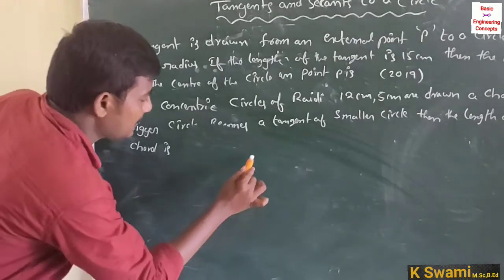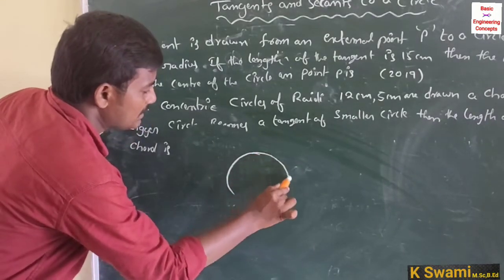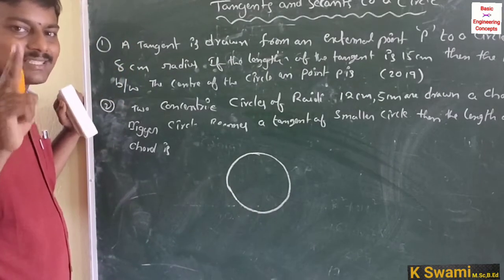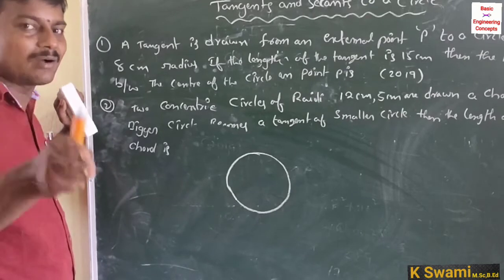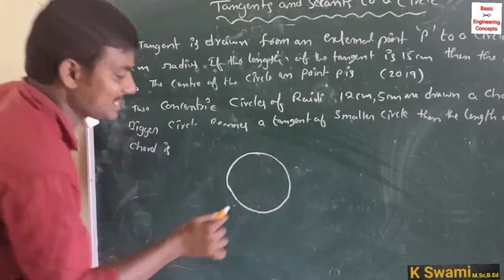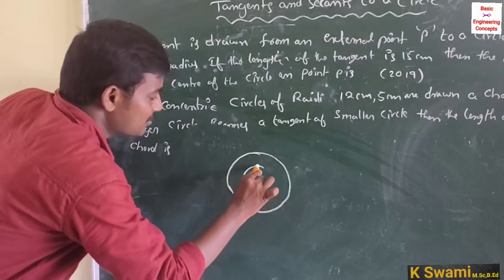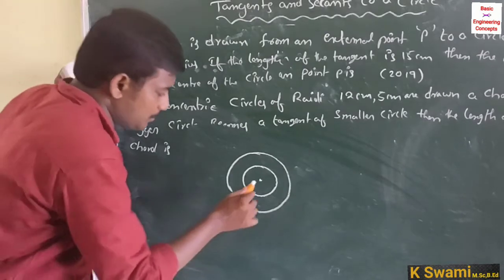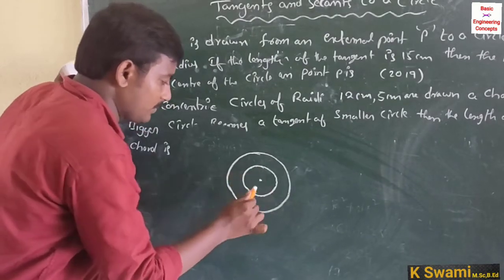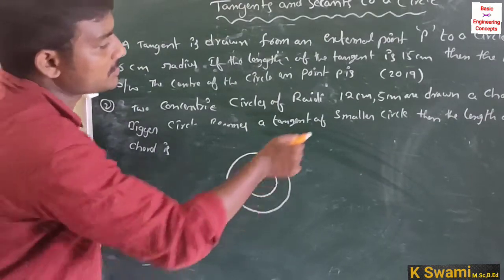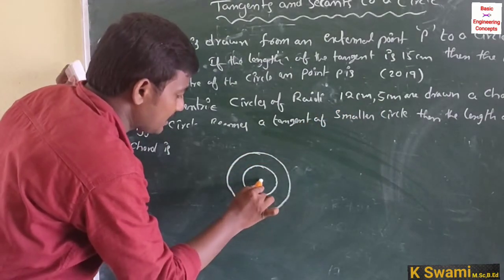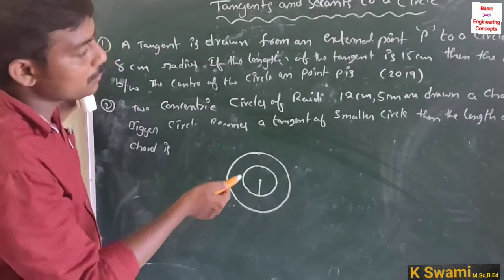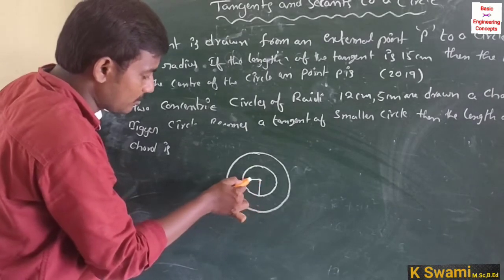Okay, so clearly draw the concentric circles. Two circles having a common center are called concentric circles. So both have a common center, a common origin. Suppose this is the smaller circle. The radius of the smaller circle is equal to 5 centimeters, and the radius of the bigger circle is equal to 12 centimeters.